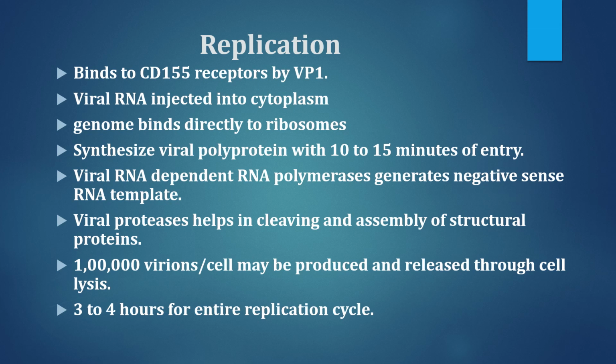The viral RNA-dependent RNA polymerase generates a negative sense RNA template from which the new mRNA genome can be synthesized. The viral proteases help in cleaving and assembly of structural proteins. Nearly 1 lakh virions per cell may be produced and released through the cell lysis process. The time taken for the entire replication cycle is around 3 to 4 hours.